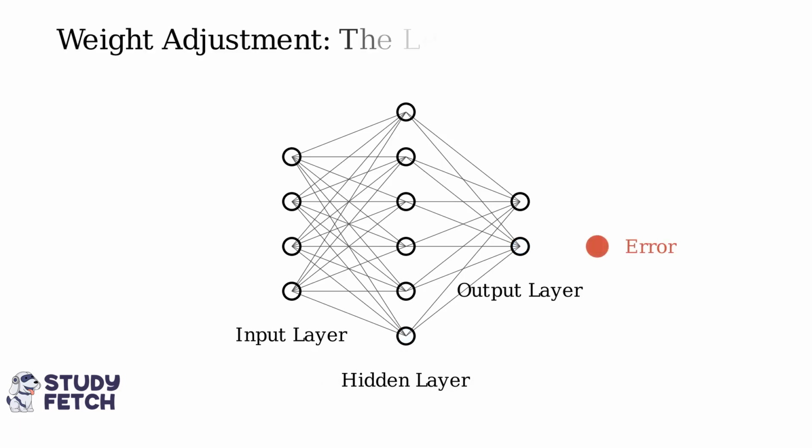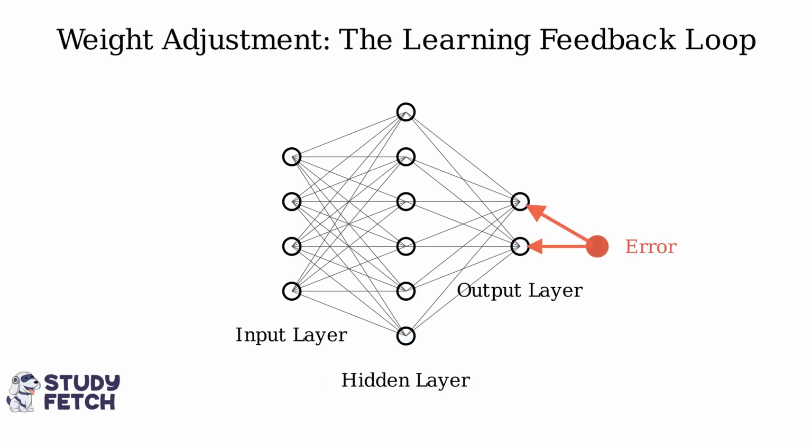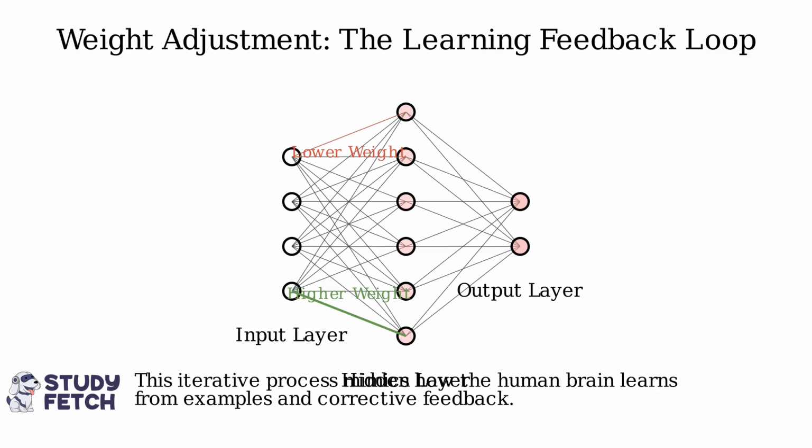The network uses a feedback loop to refine its understanding. When errors occur, the information flows backward through the network. This process adjusts the weights of connections, assigning higher weights to paths that lead to correct outputs and lower weights to incorrect ones. This iterative process mimics how the human brain learns from examples and corrective feedback.